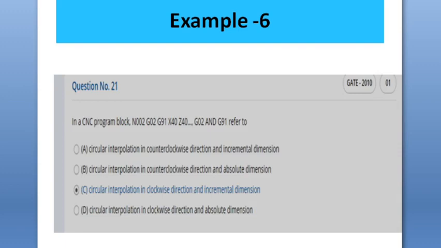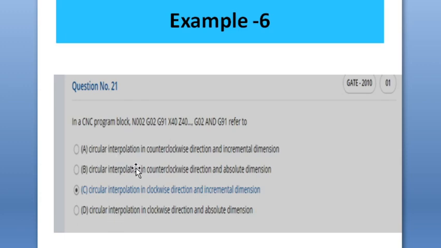So, example problem 6, which was asked in 2010. Here is one more question. In a CNC program block, an NC block with sequence number N02, G02 and G91 represent a set of statements that follow.